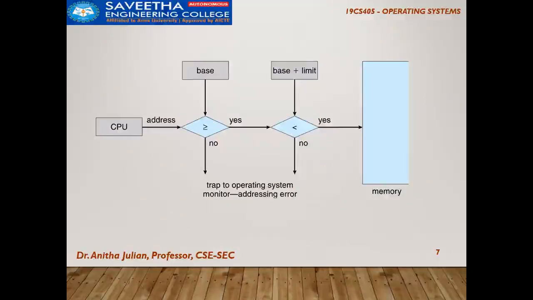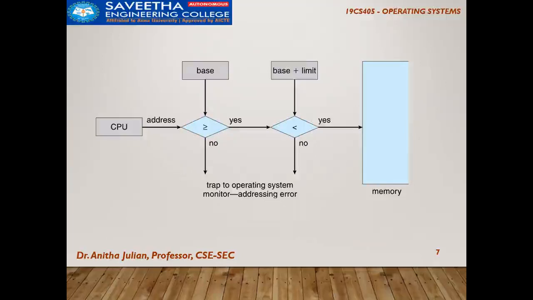So this is the diagram. You can see the CPU is addressing the processes. The address is given and it is checking. First of all, it will check against the base address. Is it greater than or equal to the base address? If no, it is an error. So it will be trapped to the operating system, addressing an error.